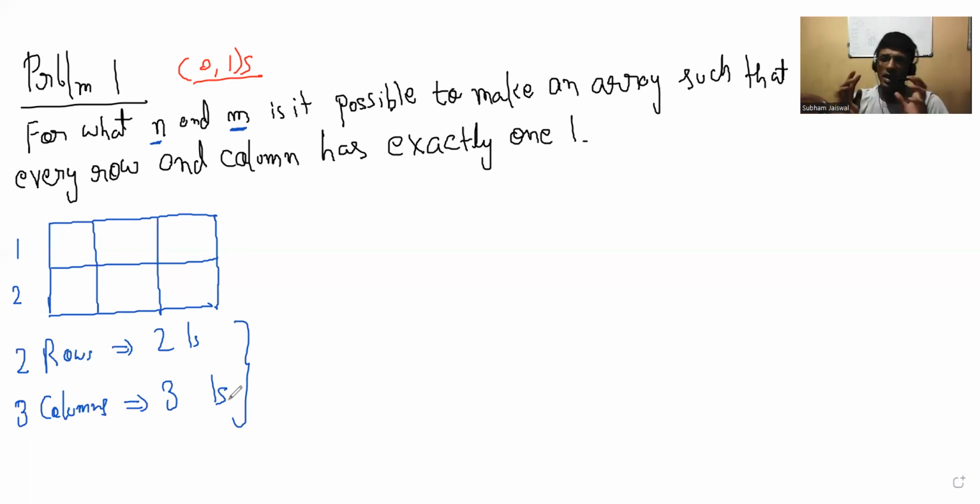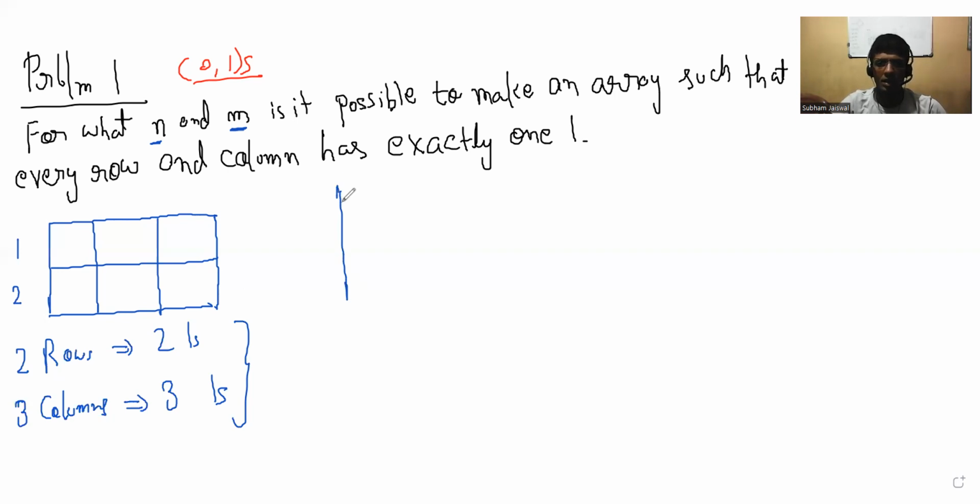Does everybody see the idea? This is the first problem in what is called double counting. You count something in two different ways and then you get a contradiction. So everybody understands for 2 by 3 it is not possible. Let's come to 3.